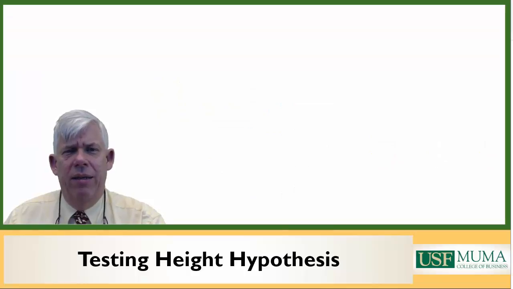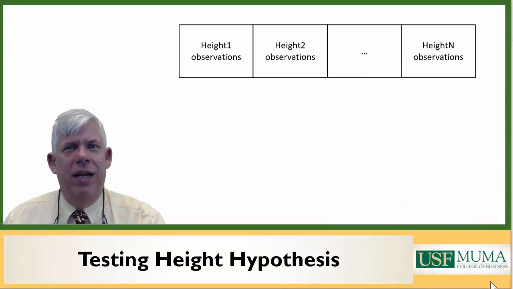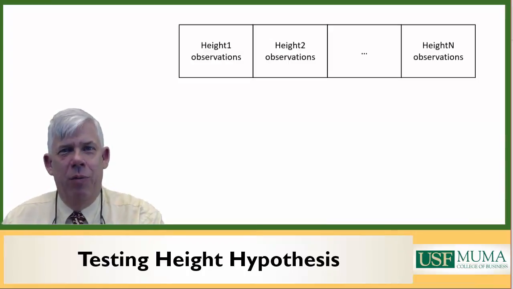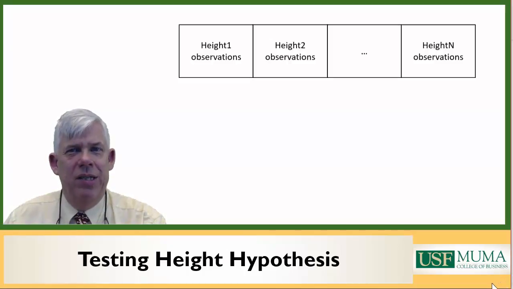Testing the height hypothesis is a little bit more complicated. And the reason for this is that whereas we had two genders, male and female, which allowed us to break it up into two nice pieces, in heights we actually have quite a few more heights because we're measuring heights in inches. And so we might have 10 different blocks. But conceptually, it's the same process.